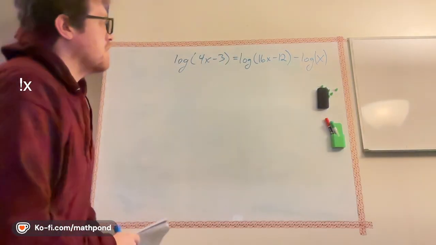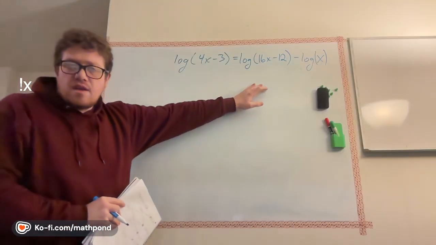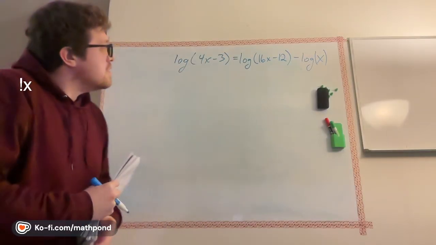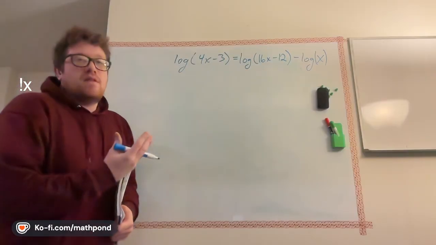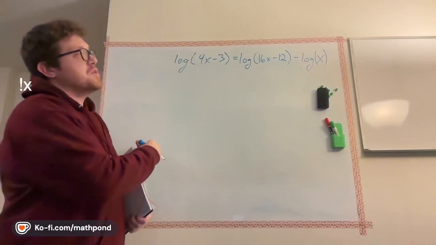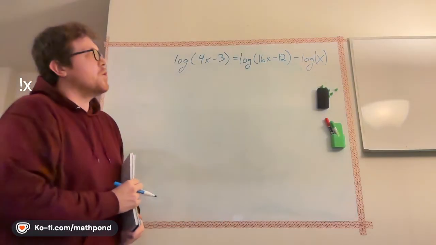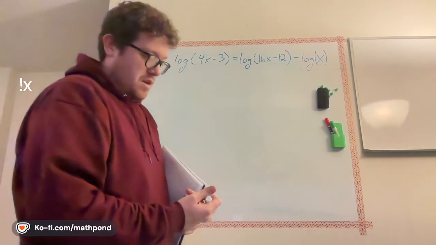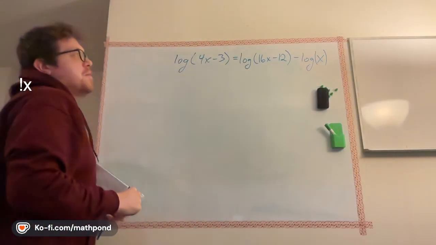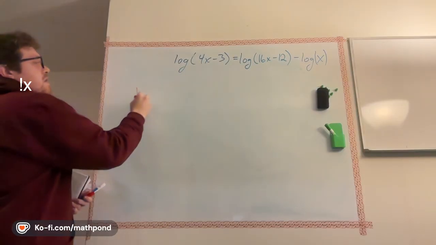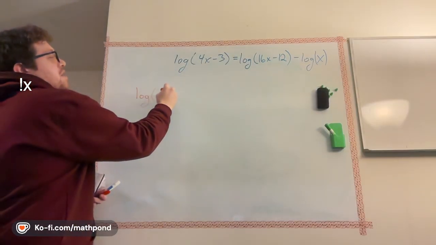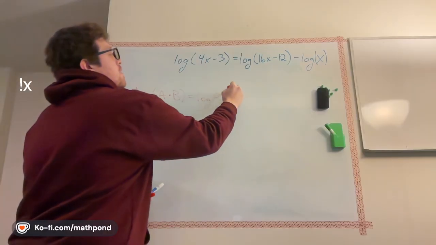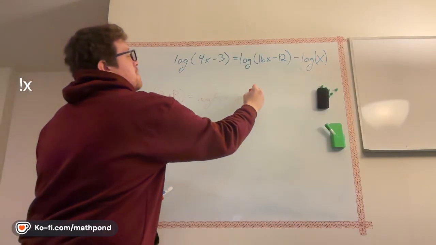So do you know any of the properties we might use here? From what I remember, the main thing to remember about log is that it changes multiplication into addition, or division into subtraction. This is a formula that will come up a lot. Log of a times b is log of a plus log of b.